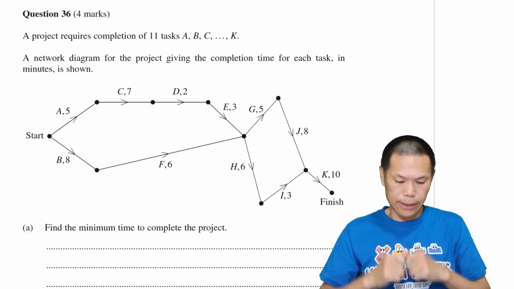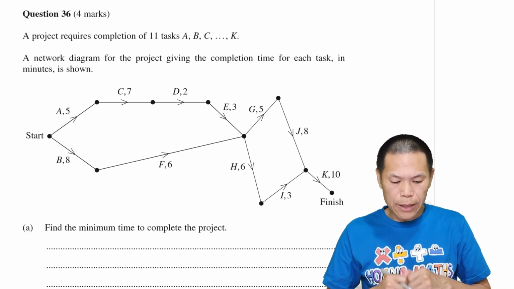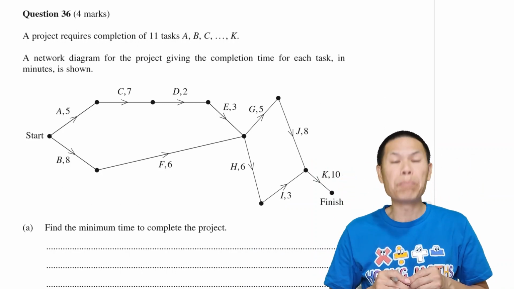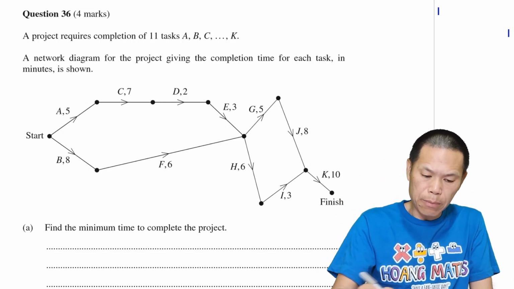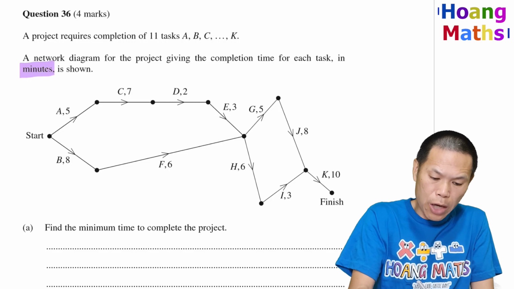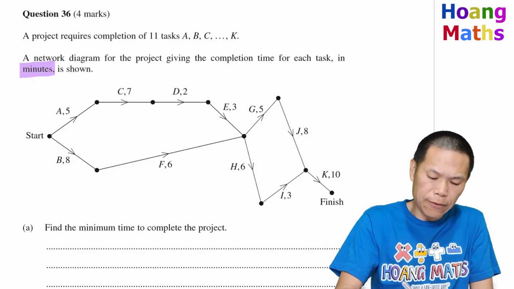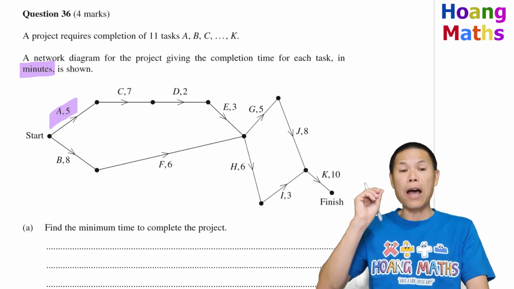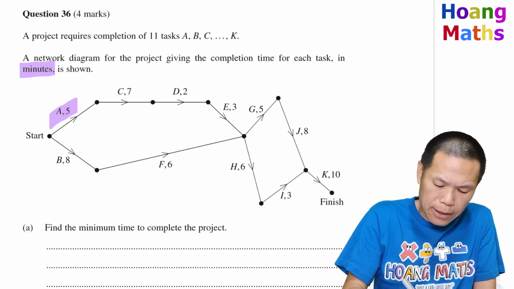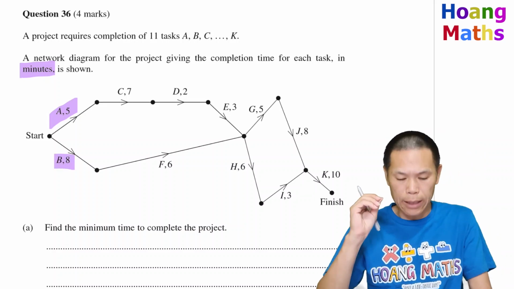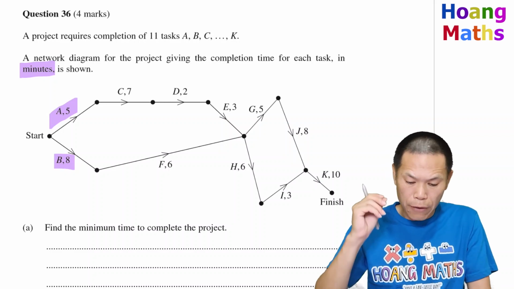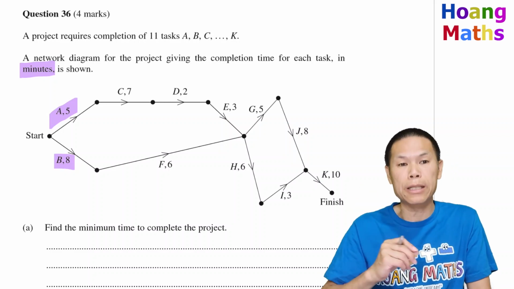Question 36. We need to find the minimum time to complete the project. We know that time is in minutes, so keep that in mind. For example, activity A needs 5 minutes to complete. Activity B needs 8 minutes to complete the task. Now we need to find the minimum time to complete the project.